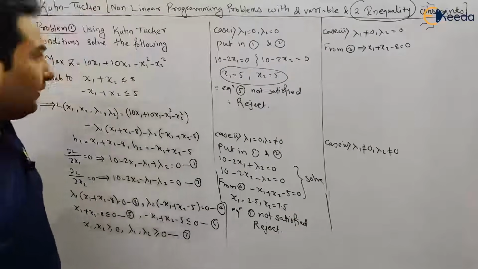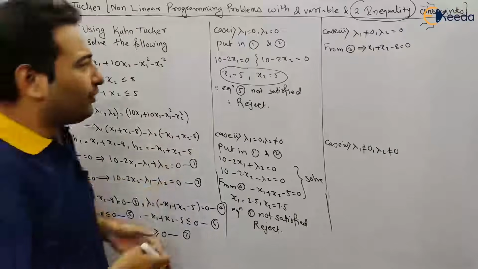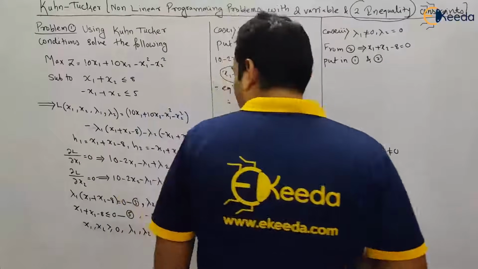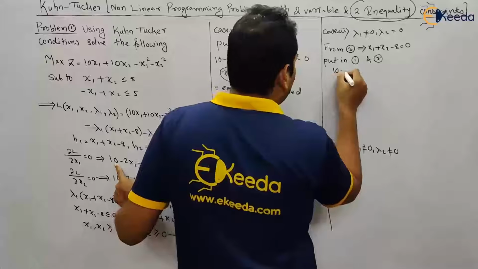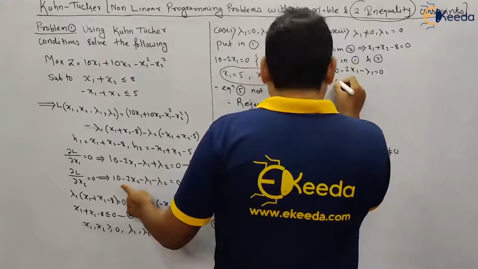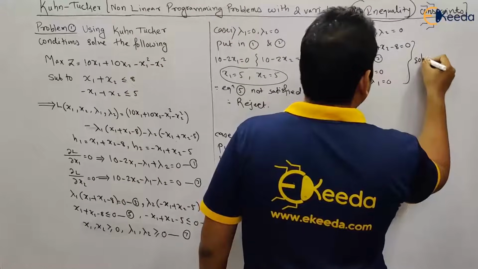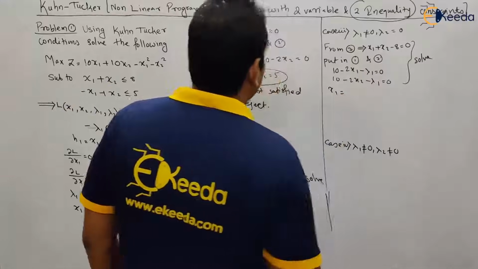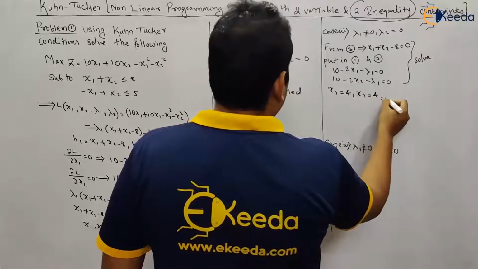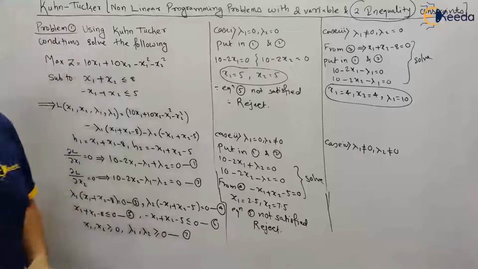Next, lambda 2 equal to 0. Then with lambda 2 equal to 0, I am going to put in equations number 1 and 2. I am going to get 10 minus 2x1 minus lambda 1 equal to 0 and 10 minus 2x2 minus lambda 1 equal to 0. I need to solve these three equations. If I solve these three equations, I will get x1 is equal to 4. This you will get in the calculator, don't worry. And lambda 1 is equal to 10. So these values we got from the calculator.